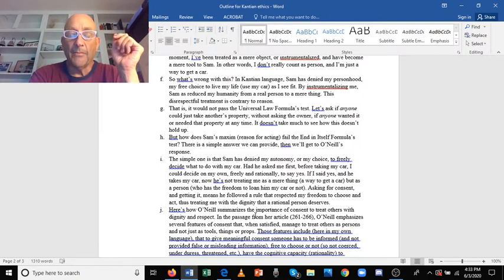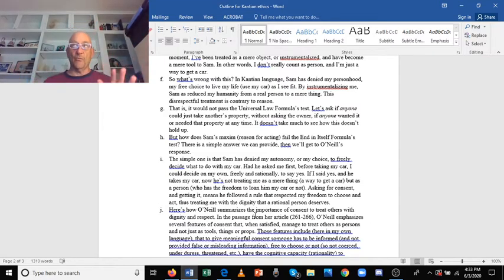This is G. But now let's ask if anybody could just take property without asking. And if they did, it doesn't take long to see, as we just did, that Sam's actions don't hold up, they're wrong. Now I'm in H. How does Sam's maxim, reason for acting, fail the end in itself formula? That's the one we're doing now, involving treating people as mere objects and not as people in themselves. There is a simple answer we can provide, and then we're going to get to O'Neill's response. It'll sort of flesh it out.